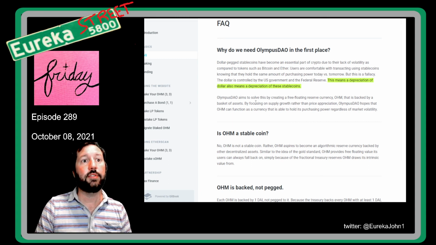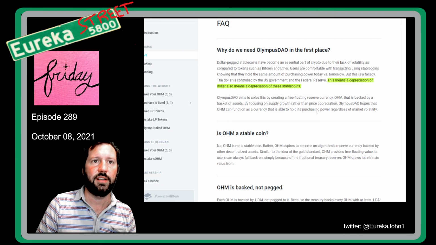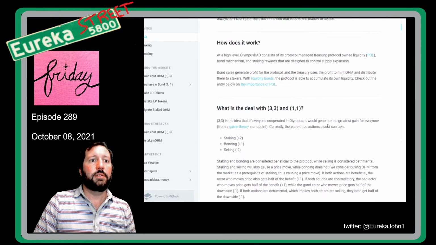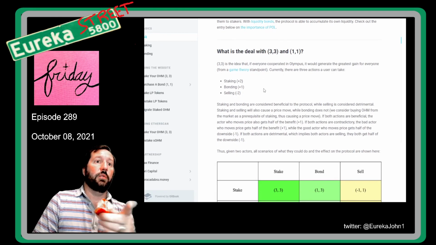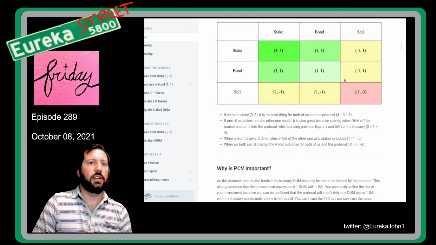Olympus DAO aims to solve this by creating a free-floating reserve currency, OHM, that is backed by a basket of assets by focusing on supply growth rather than price appreciation. Olympus DAO hopes that OHM can function as a currency and is thus able to hold its purchasing power regardless of market volatility. And then they go on to talk about the 3-3 and the 1-1, the meme. That's meme culture for you right there. That is cryptocurrency in a nutshell.